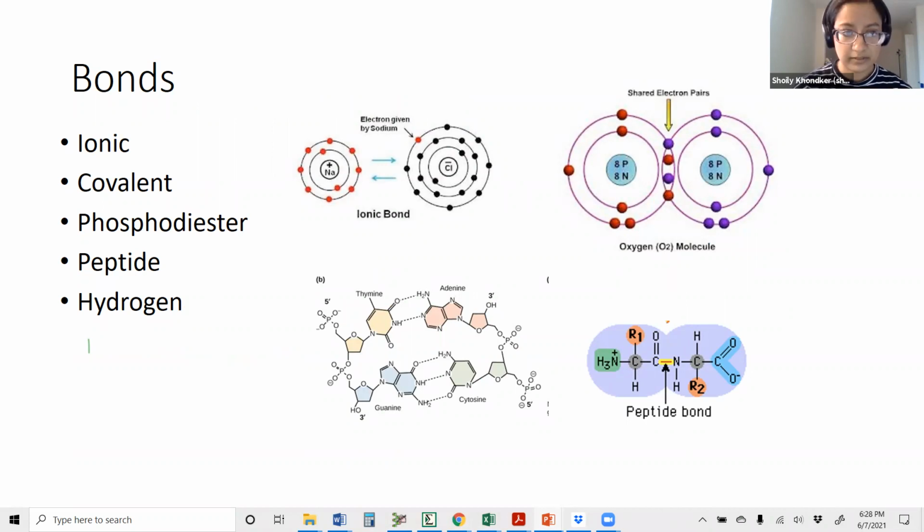So you're probably familiar with several of these already. The bonds that will be important include ionic and covalent bonds. Ionic bonds are the ones where an electron is given from one element to another. A covalent bond has shared electron pairs, and then we have phosphodiester, peptide, and hydrogen bonds.